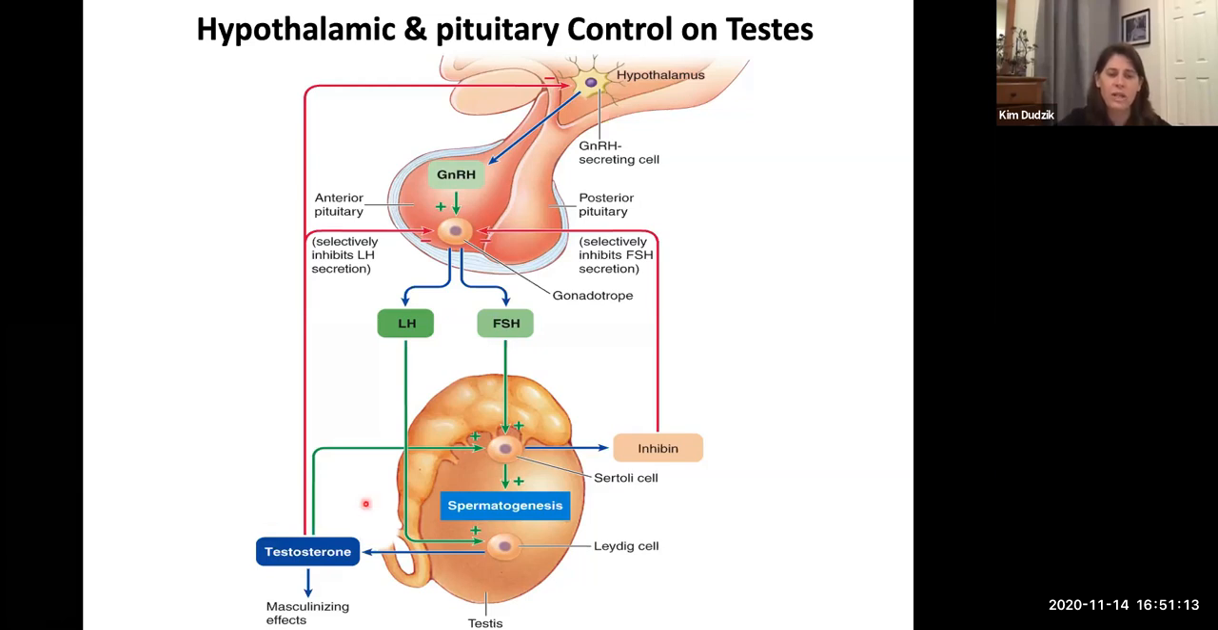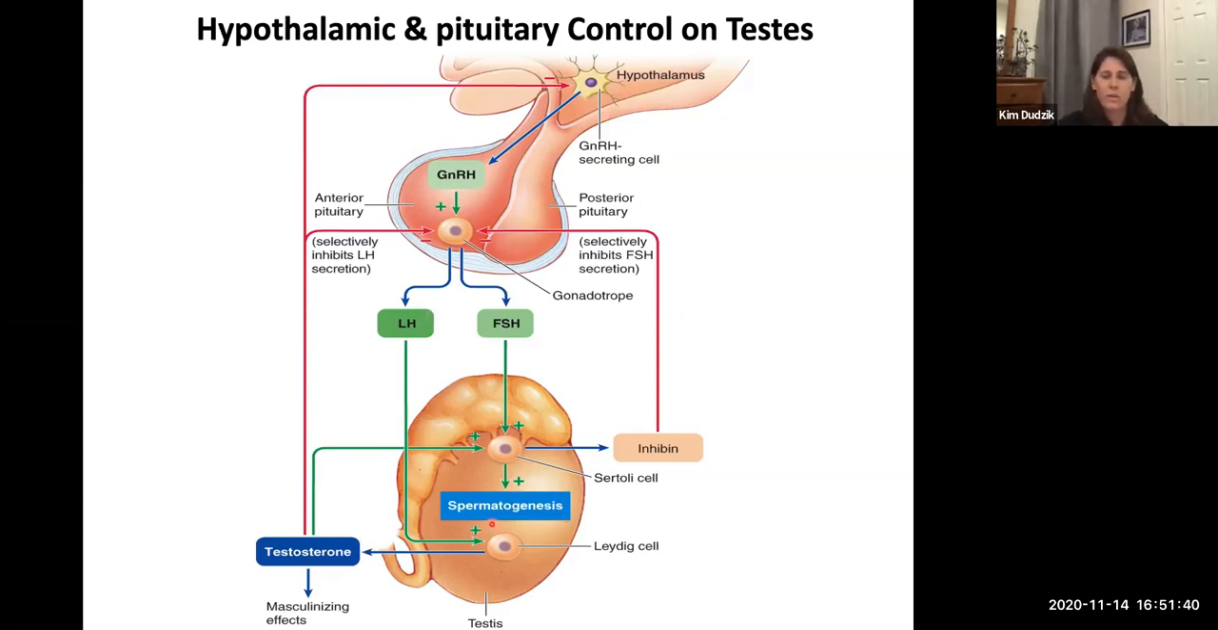So the rise of testosterone in the bloodstream will cause a negative feedback on the hypothalamus. So it reduces its secretion of gonadotropin releasing hormone, but it also provides a negative feedback on the cells of the anterior pituitary that release luteinizing hormone. So it's a selective inhibition. So that slows down the release of luteinizing hormone, right?